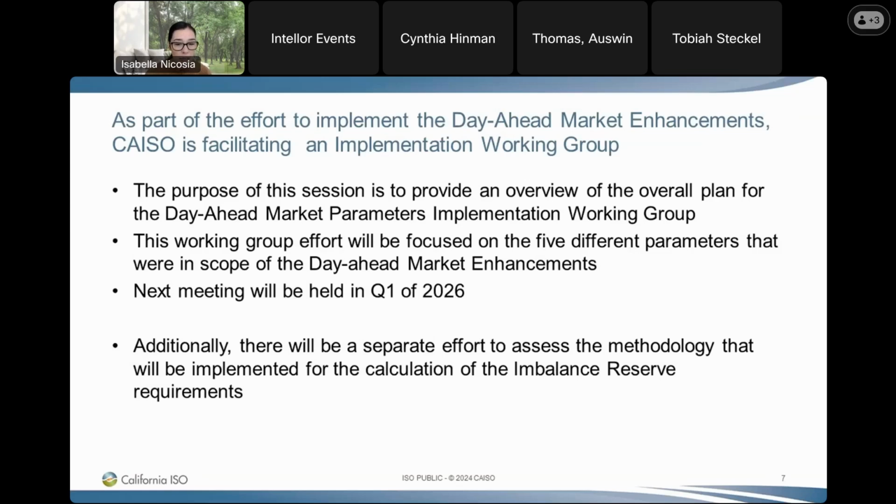And then additionally, there will be a separate effort that will assess the methodology that will be implemented for the calculation of the imbalance reserve requirements. So I'll stop there. I see we have a hand raised, so maybe now's a good time to pause and take questions.